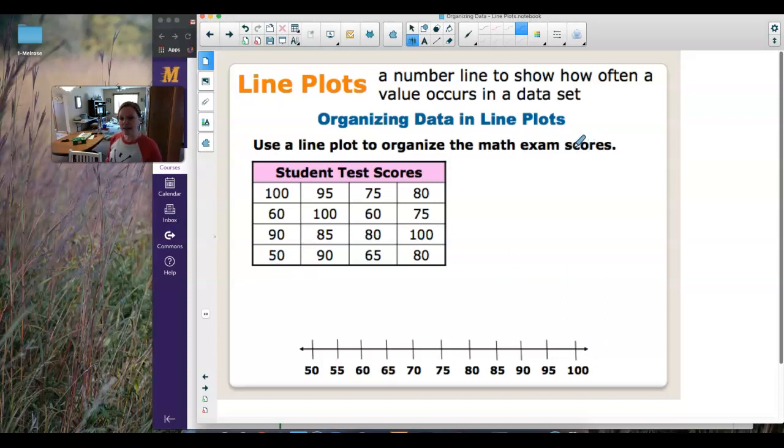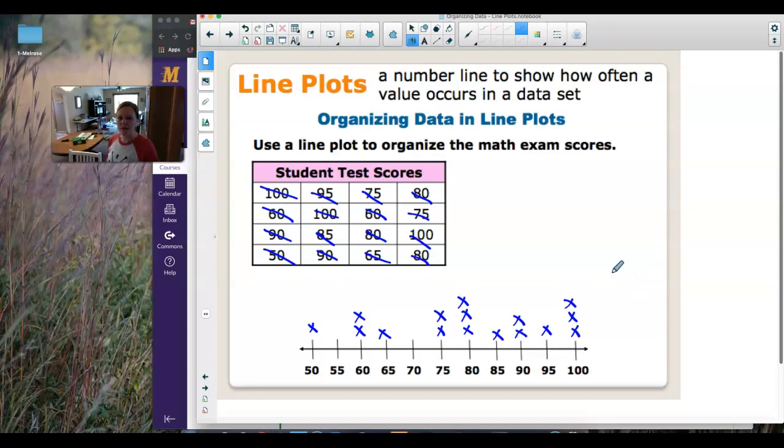Now, to make that line plot, we're just going to go through the numbers and cross them off as we go and put an X above each number that occurs. So 90, 50, then we have a 95 and 100. And then we have an 85 and a 90, and a 75 and a 60, and then an 80 and a 65, and an 80 and a 75, and a 100 and an 80.